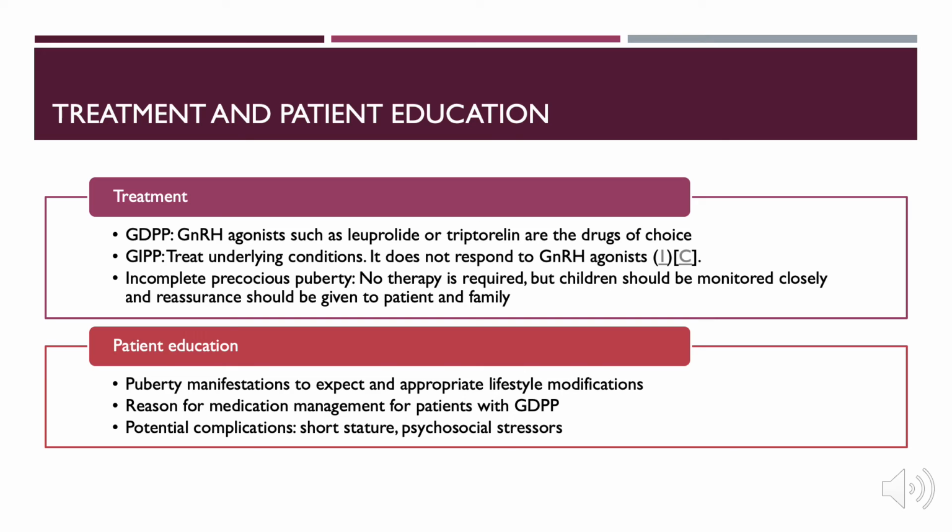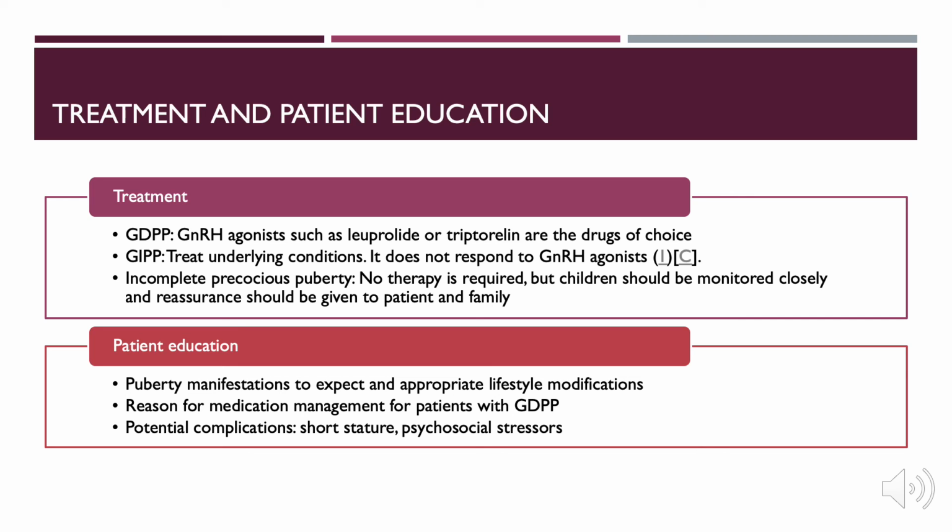So treatment, the only time that this would really be appropriate is in that first type, that GDPP, and that's because of the risk for premature closure of the epiphyseal plate and not allowing the child to develop skeletally as they should. So we might give a medication for that. Normally you would watch the child from 3 to 6 months before you started that. In GIPP, you want to just treat those underlying conditions, whether it's a tumor or a cyst, or removing those exogenous sources. In incomplete precocious puberty, no therapy is appropriate.